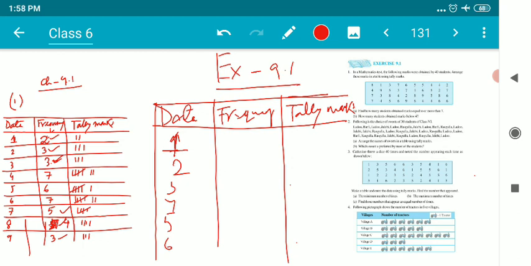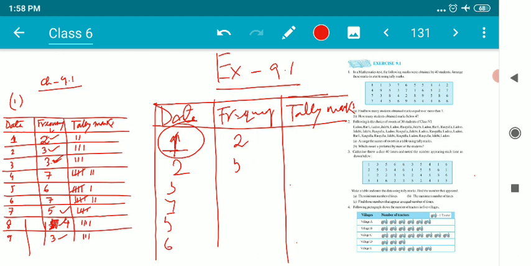What is the next one? The next one is the frequency. How many 1s are present in the table? There are 2 children who got marks 1. So we have to write 2 under the column Frequency. The number of children who secured marks 2 is 3. That is, 3 children got marks 2.